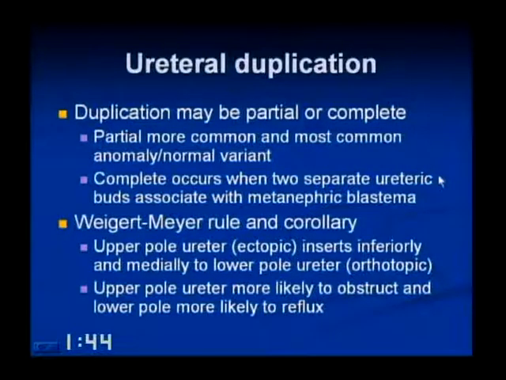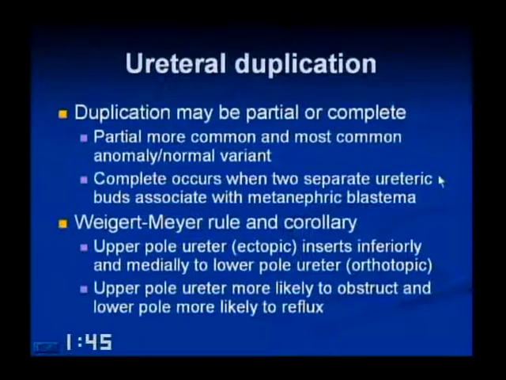And if you look at sonograms of the kidney, sometimes you'll see something that's called a junctional parenchymal defect. I'm sorry, it's not a fibrous cortical defect, but a junctional parenchymal defect, and that's a connection between the capsule of the kidney and the renal sinus, and that's one of the first attempts at forming a ureteral duplication. When there are two separate ureteric buds intersecting the metanephric blastema, a complete duplication will occur. Now, I'd like to stress what the Weigert-Meyer rule is.